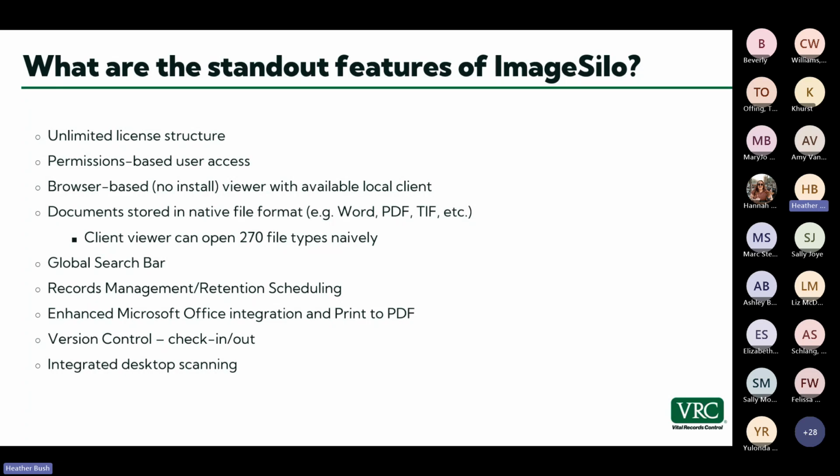Documents stored in native file format. That's really cool because we can store your documents, your Word documents, your Excel files, PDFs, TIFFs. They're going to be stored in their native form, and if you want to download them, they will come to you in their native form. The client viewer, now this is not the browser-based one, but the installed one, can open 270 file types natively. That's quite a lot. Take PowerPoint or Visio, anything like that. It can open those and you can view them.